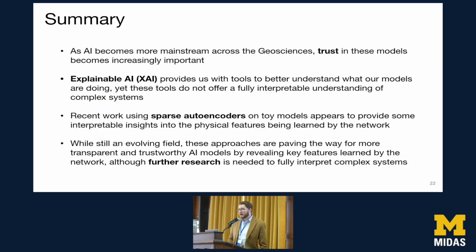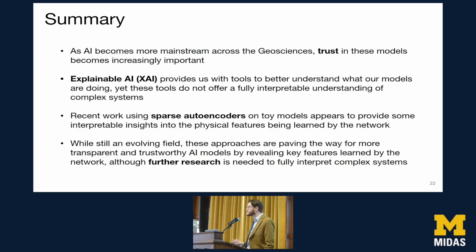And so just in summary here, as AI becomes more mainstream across the geosciences, trust in these models becomes increasingly important. I don't want to say explainable AI doesn't do a good job. As you've seen, we've used a lot of that in our own work. It provides us with some idea of what the models are doing, but it's not a fully interpretable understanding, right? And there could still be these internal biases causing issues. And so we're really excited about this recent work with sparse autoencoders and toy models to try to understand these things and figure out if they're picking up actual physical features, right?